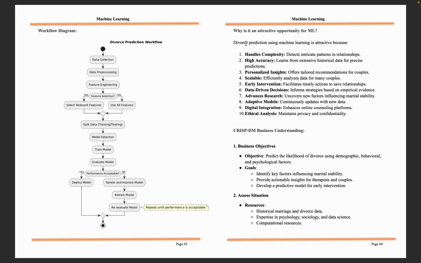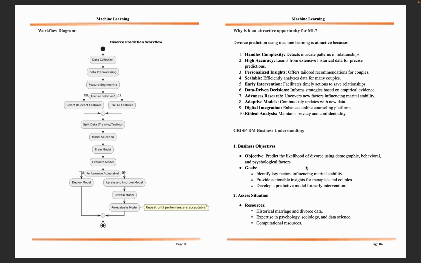It is a good, attractive opportunity for ML, as divorce prediction using machine learning is attractive because it handles complexity, it has high accuracy, it has personalized insights, it is scalable, and it can give data-driven decisions. We can have adaptive models as well as ethical analysis.